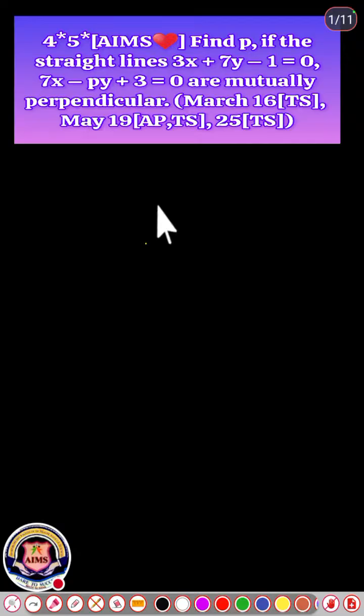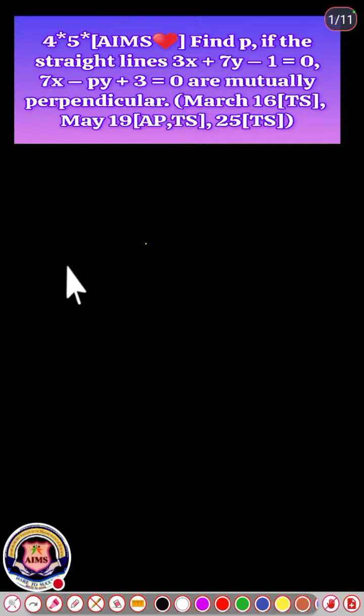Today I came with a new concept from the straight lines chapter. The very important previous question is: find P if the straight lines 3x + 7y - 1 = 0 and 7x - py + 3 = 0 are mutually perpendicular.